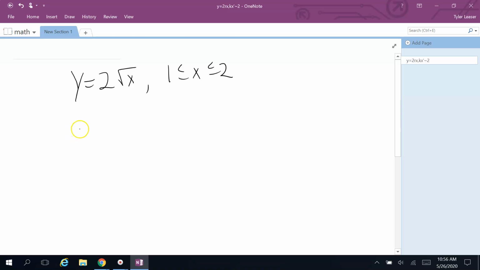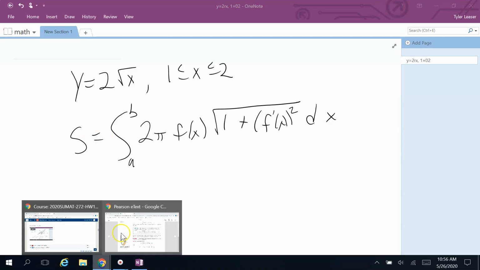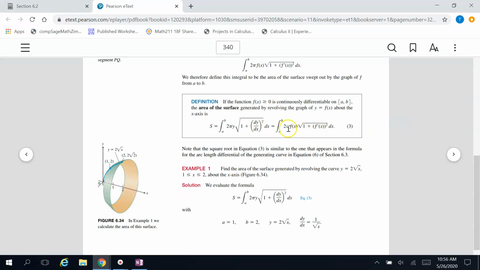So we also need the formula. So just copying the formula down, the surface area is going to be the integral from A to B. That'll be 1 to 2 for us of 2 pi, the function itself, f of x, times the square root of 1 plus the derivative of the function squared dx. All right, so just to double check, make sure I got that formula right, because I don't have it memorized. Yeah, looks good to me.